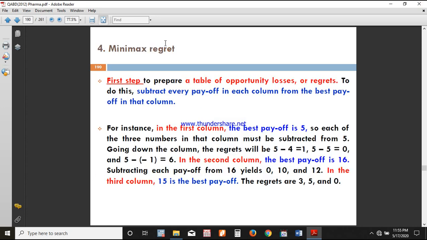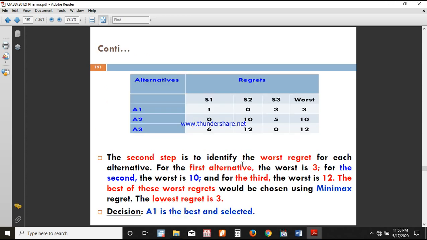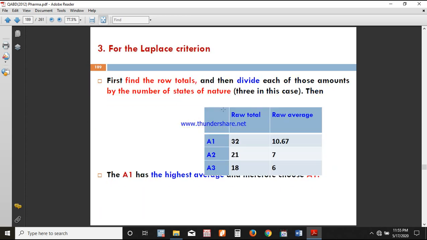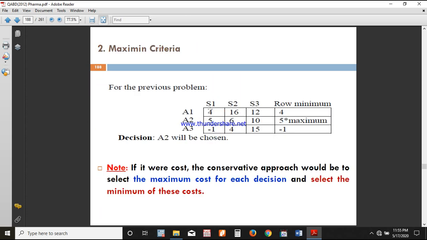The fourth one is the Minimax regret. To apply this, the first step is to prepare a table of opportunity loss, or you can develop a regret table from the original table. To find the regret table, you find the highest value from each column. For example, the highest value in the first column is 5. The highest value in the second column is 16. The highest value in the third column is 15.